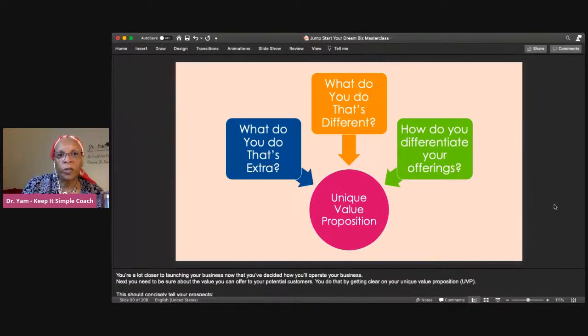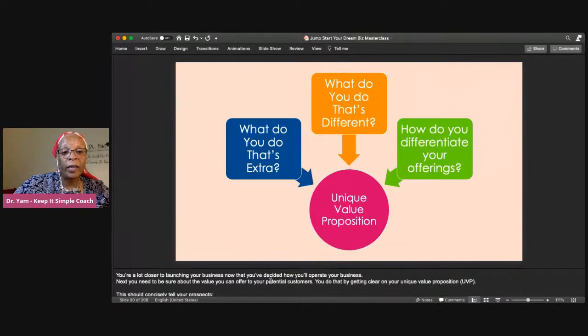As you get closer to understanding your business better, now that you have a vision and a mission, a type of business, you understand who your customer is, what some of those emotional triggers are, and what lifestyle you want to have, you then need to decide how you want to operate that business. In this case, you need to be sure about the values you're going to offer your customers, and do they get a clear sense of your unique value proposition? And what could that be?